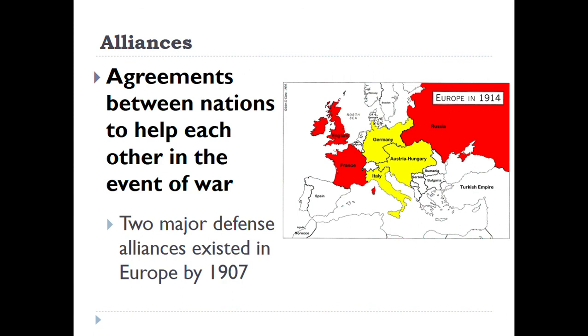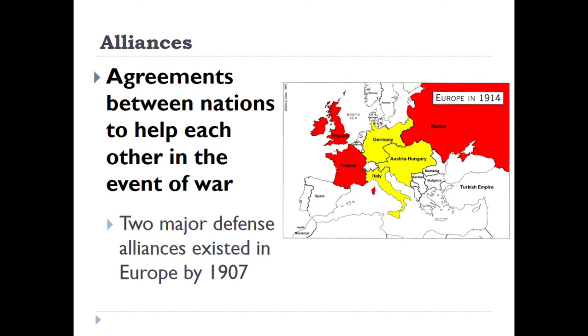Okay, the last term is alliances. It means countries are going to agree to protect each other, join together, band together. In some ways, it's a very positive thing, right? Smaller countries are protected from bigger countries. There's strength in numbers. And they thought this was a good idea. They thought this was a way to avoid war. If we band together, it'll be less likely that a war breaks out.